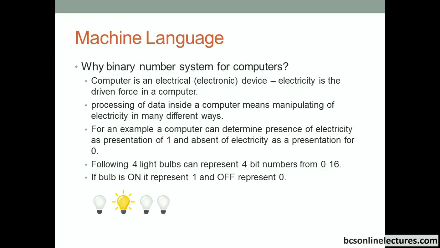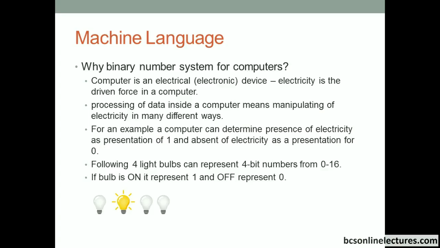So processing of data inside a computer actually means manipulating electricity in many different ways. Manipulating means changing. Inside a computer, this electricity changes into different states, millions or billions of different ways. Electricity is changing, so computers can understand these changes and process data.